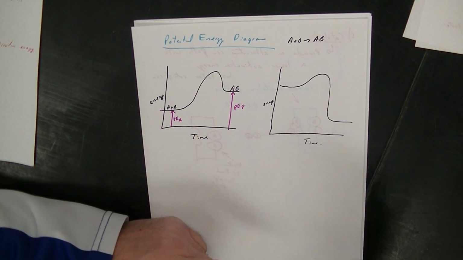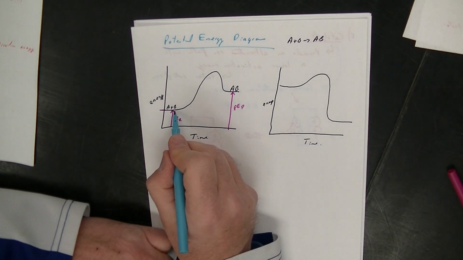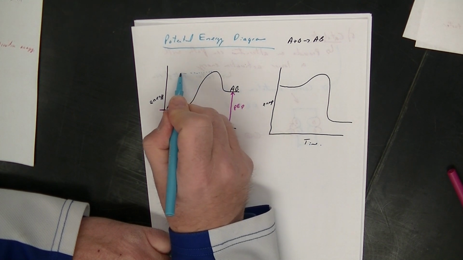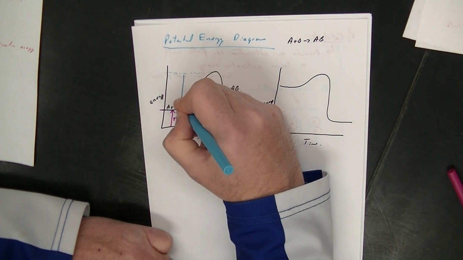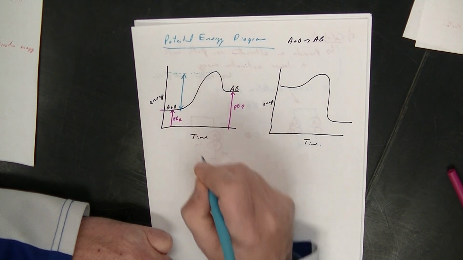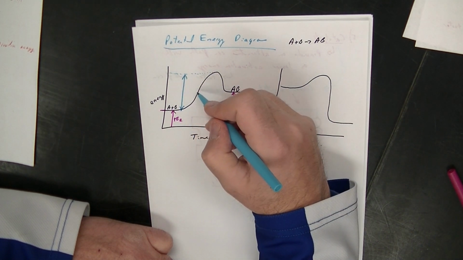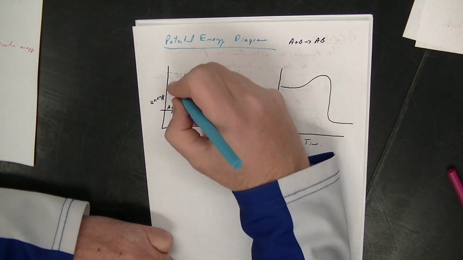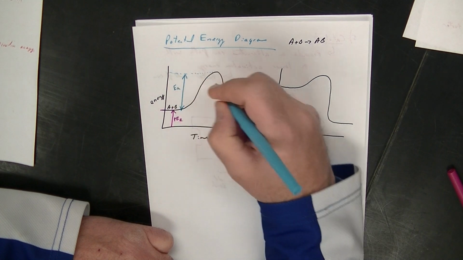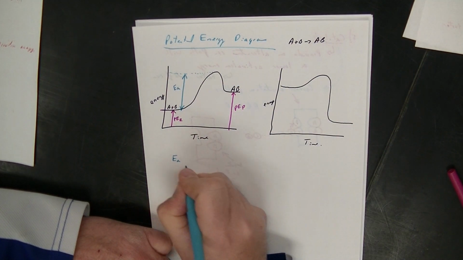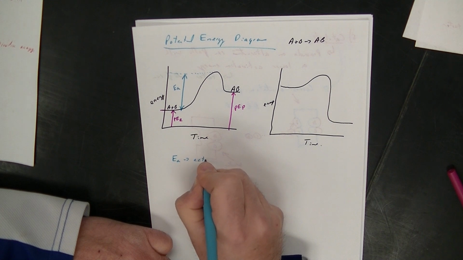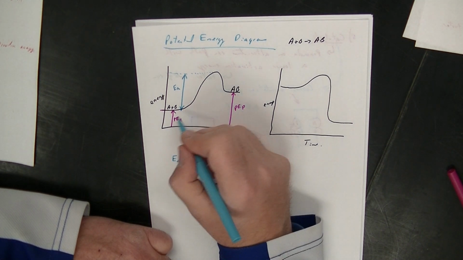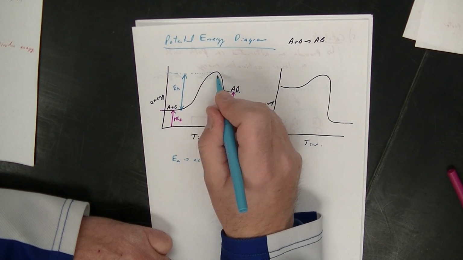The distance from where we start, from the reactants, to the top of this hill, this distance right here, is the amount of energy we need to get the reaction started. This is called the activation energy, or E subscript A. So EA is our activation energy, which is used to break those old bonds. So that's my activation energy.